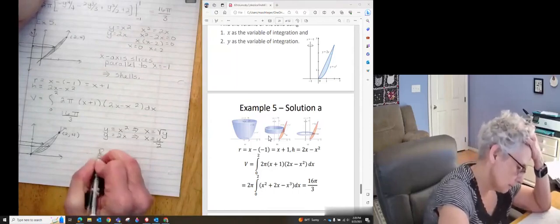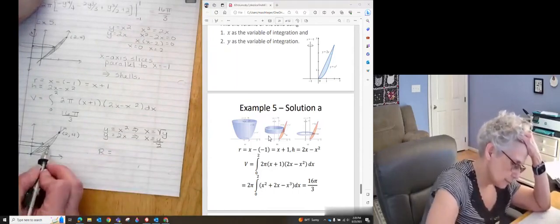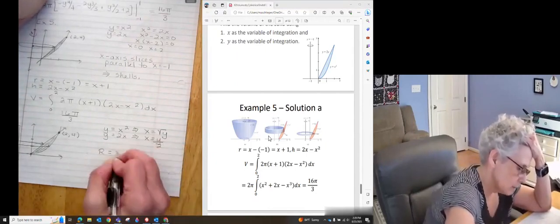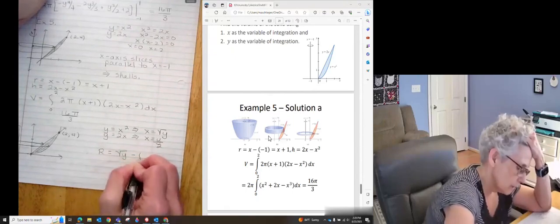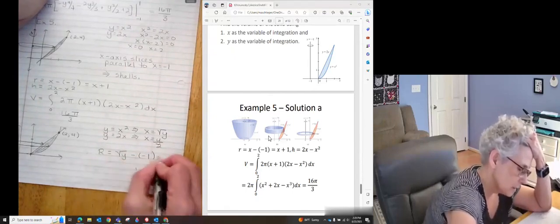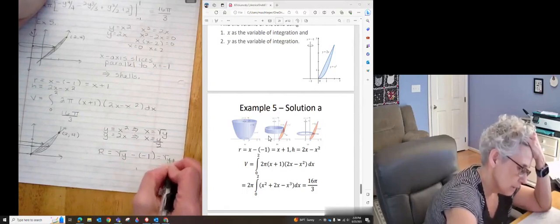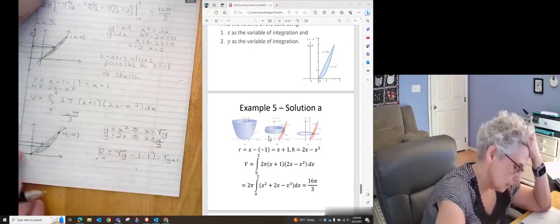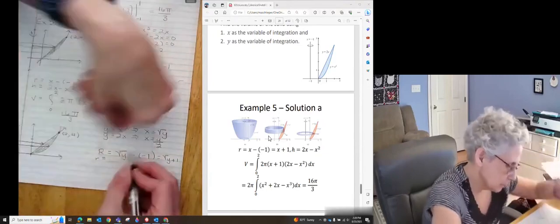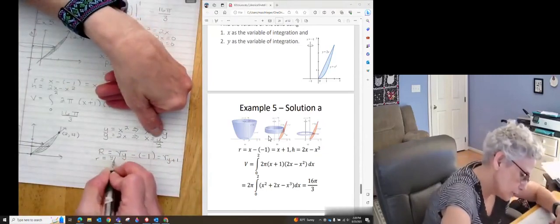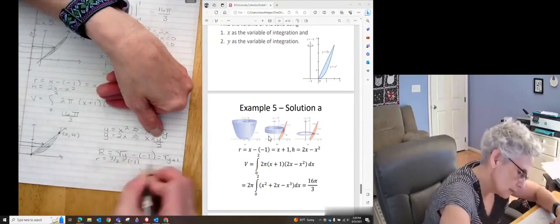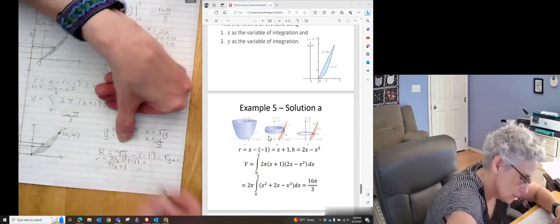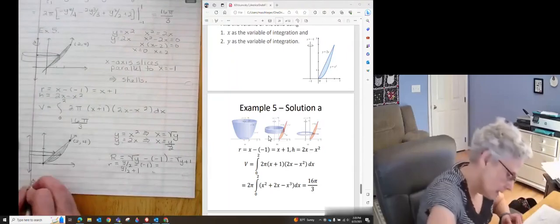My outer radius is the distance from the parabola to -1, and so it would be square root of y minus -1, which is square root of y plus 1. My inner radius would be equal to y over 2 minus -1. So y over 2 plus 1.